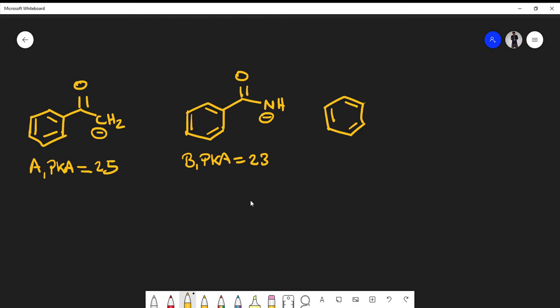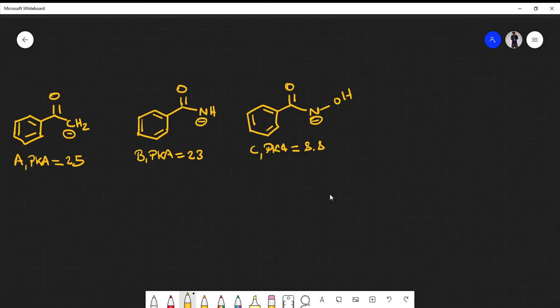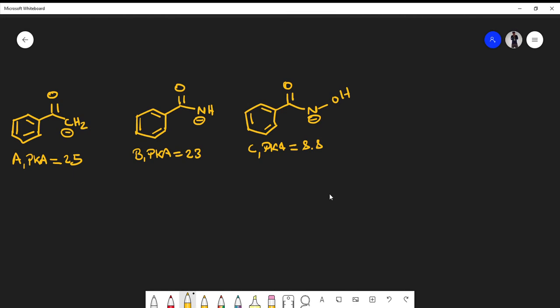This is structure C, and the pKa for the deprotonated proton, where the negative charge is, is 8.8. Now, the last one we're going to talk about is structure D. And its pKa is actually 4.2.